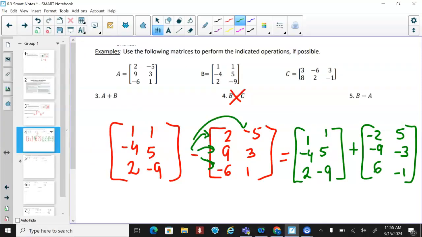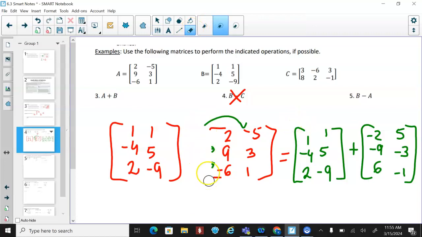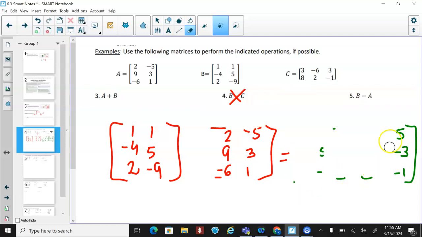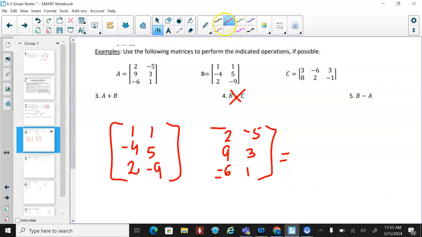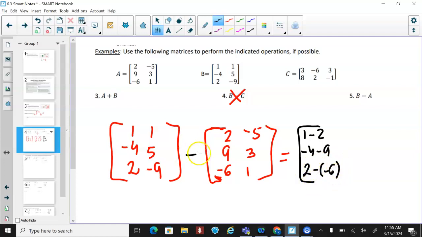So I'm going to erase that very quick. The way I do it is I just simply add and subtract what's given, okay? All right. Okay. So for me, I'm just going to do first number minus the first number in the first column in a row, -4 minus 9, 2 minus -6. Gotta remember you're subtracting the negative, okay? 1 minus -5, 5 minus 3, and -9 minus 1.